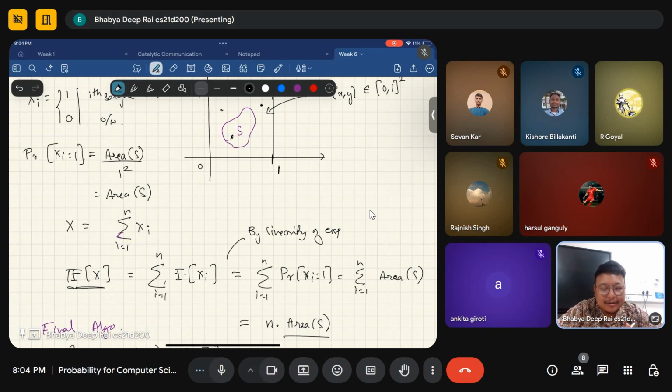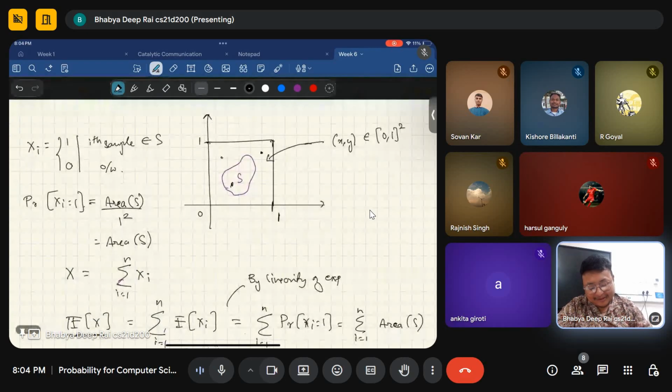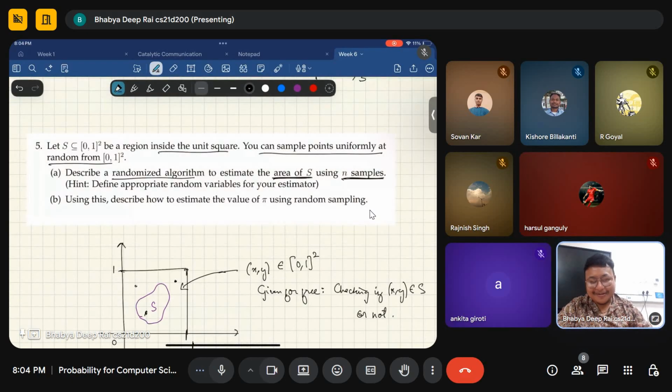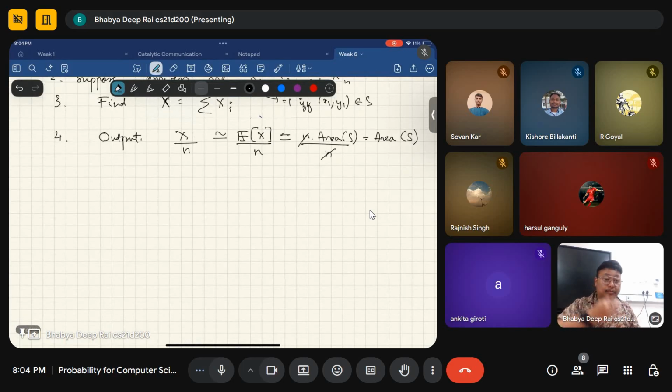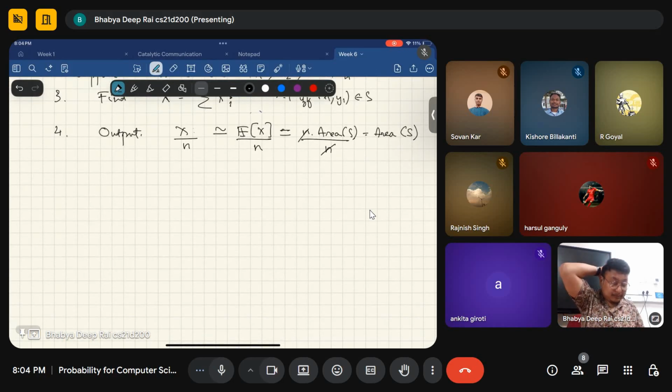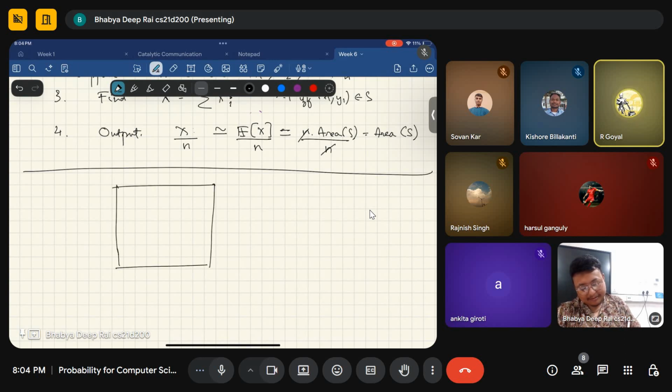Okay. Yes. Harshul, this is clear? Yes. Okay, good. Now the final part of this question. I could not do the other sampling questions, but let's see if I can do it next time. Using this, describe how to estimate value of pi using random sampling. Can you? Please continue. So I need to say that inside the square, I need to consider putting the circle into it. Yes. Good. And then I can find this pi.